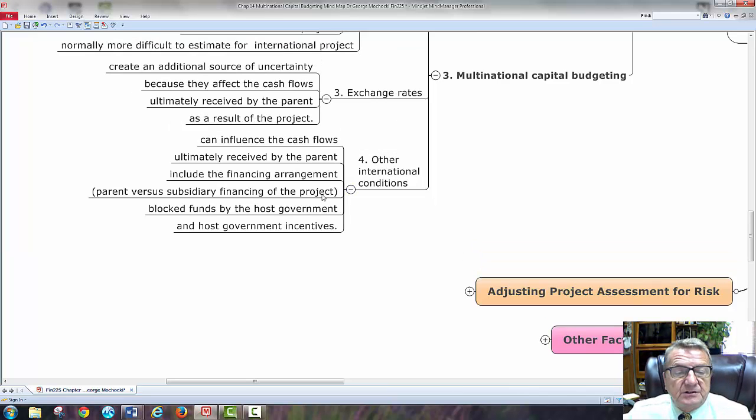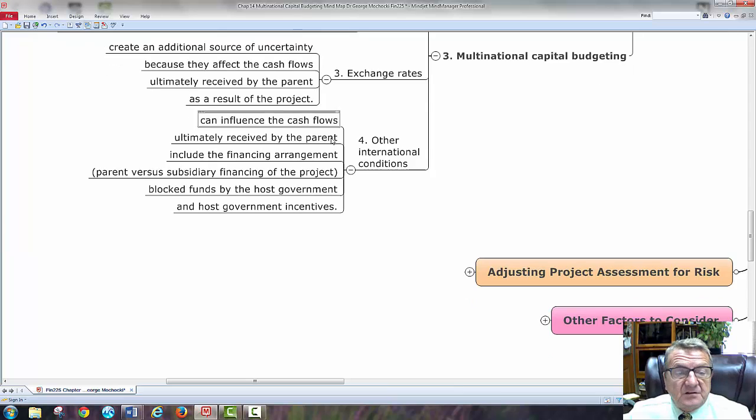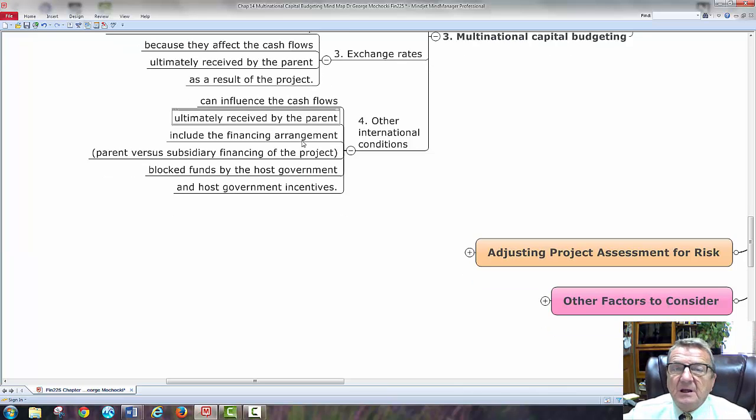Other international conditions can influence the cash flows ultimately received by the parent. Remember, I talked some about when I can bring the money in, how long I've got to keep it, whether I have to reinvest it, and what some of the incentives are if you pull out. You've got to guarantee labor here, but we'll give you this kind of a break. We'll subsidize your labor for the first whatever.